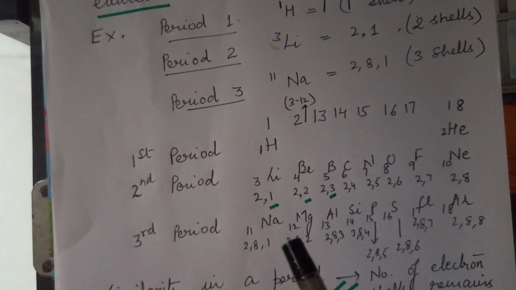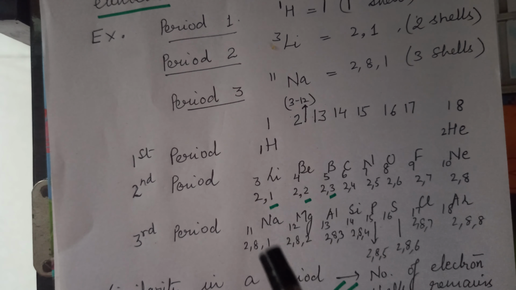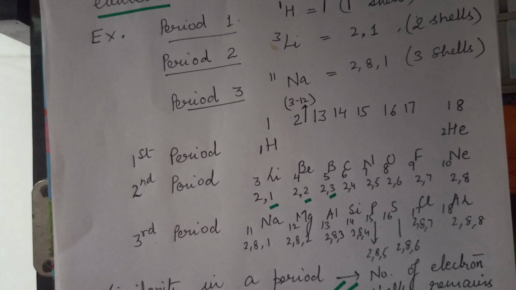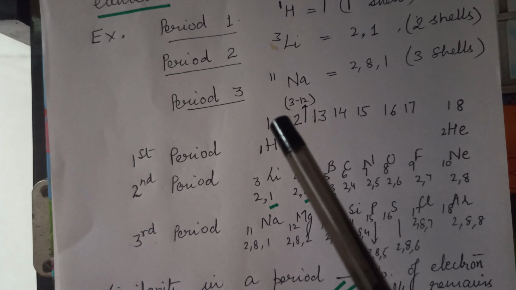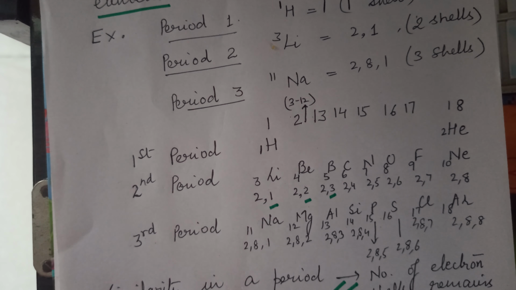Lithium falls in group 1, beryllium in group 2, and then boron in group 13. Similarly, sodium in group 1, magnesium in group 2, aluminium in group 13. That means in these two periods, no element belongs in groups 3 to 12. That means the second and third periods have no elements in groups 3 to 12.